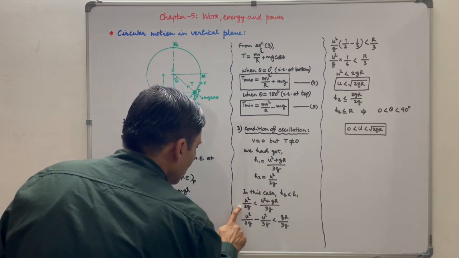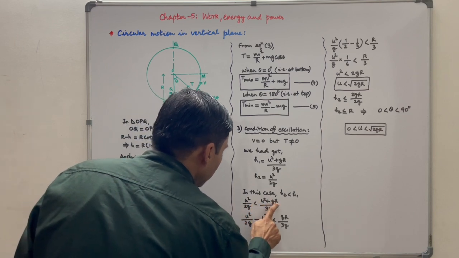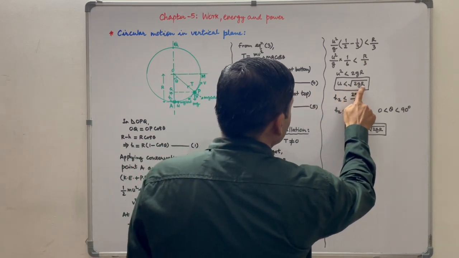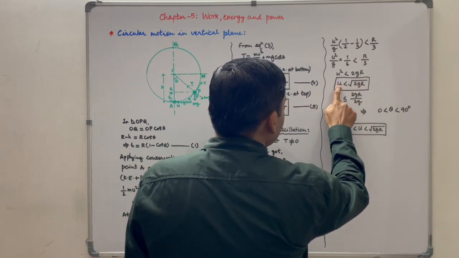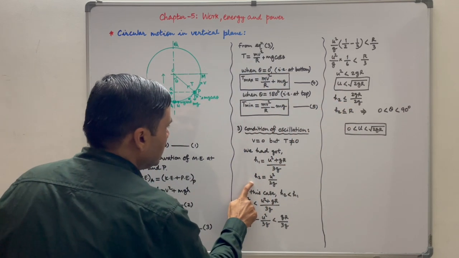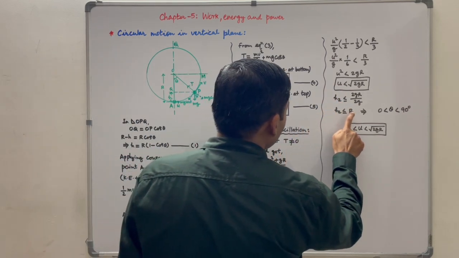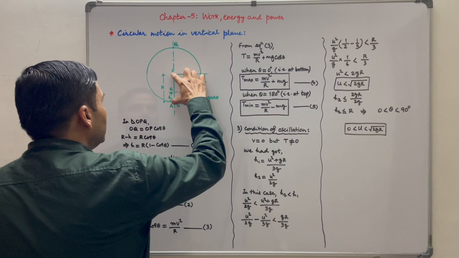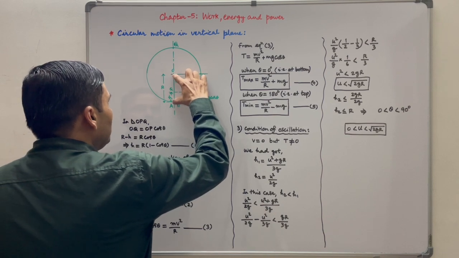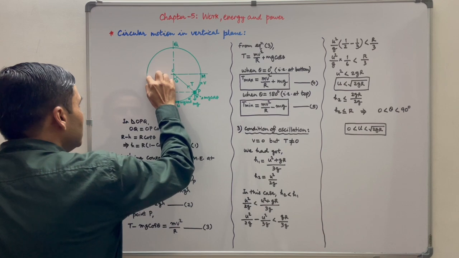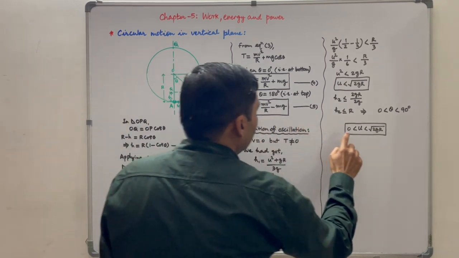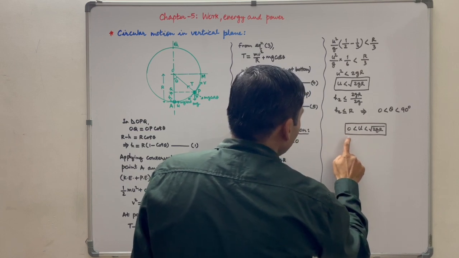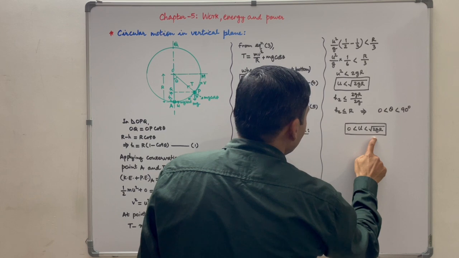So u²/2g is less than (u² + gr)/3g. This gives u is less than √(2gr). If we put u less than √(2gr), here we get h2 is less than or equal to r. That means height is less than or equal to the radius of the circular path. So the particle will oscillate somewhere in this zone. So if initial velocity given to the particle lies between 0 to √(2gr), the particle will oscillate.